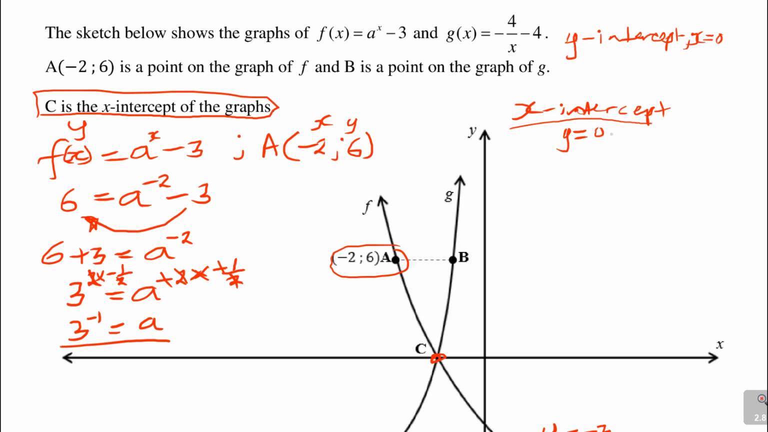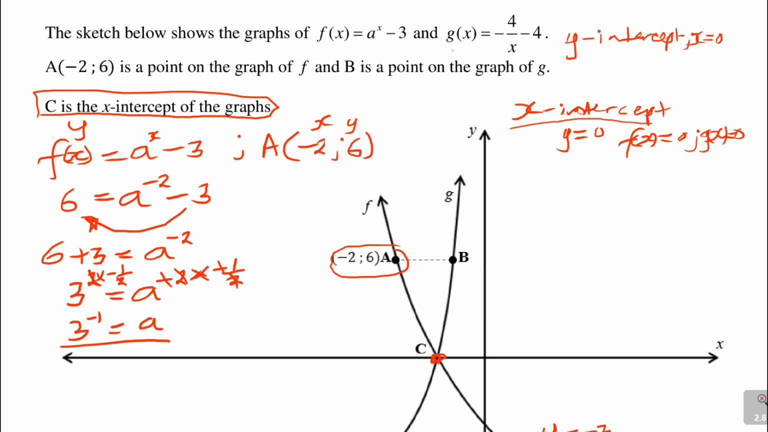So if y is equal to 0, it means f of x is equal to 0, or it can be g of x is equal to 0, because look at it, both graphs are meeting. It can be f of x, it can be g of x. So we're going to look at which one is easier. But the way I'm looking at the graph here, we can definitely use any.